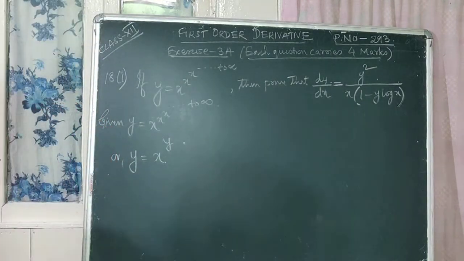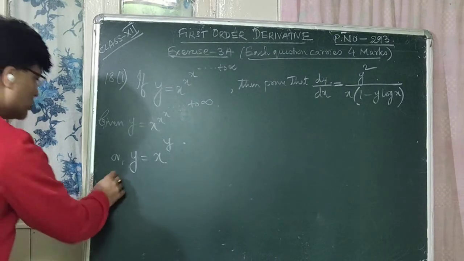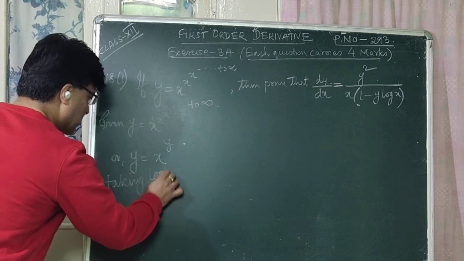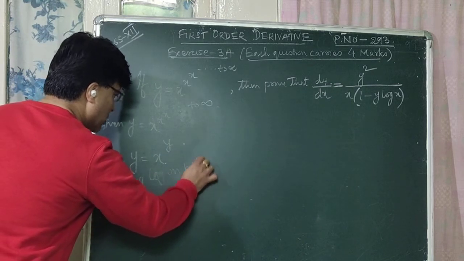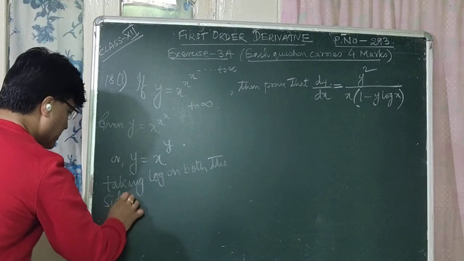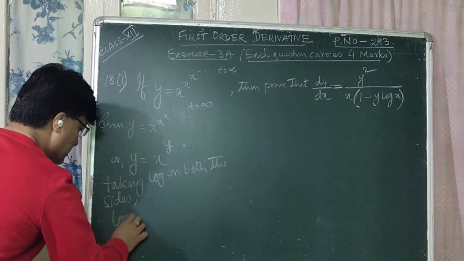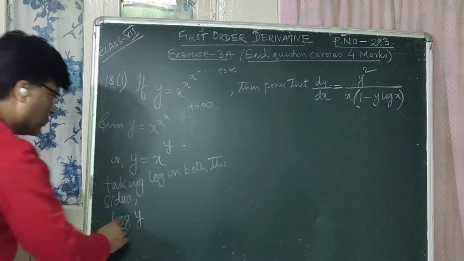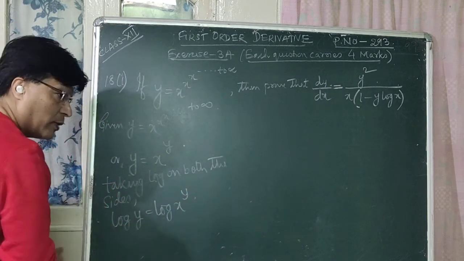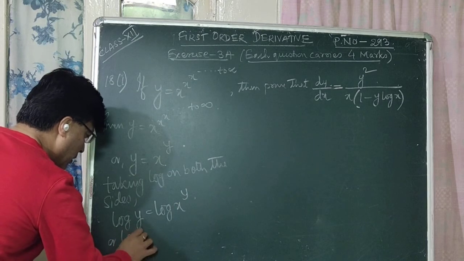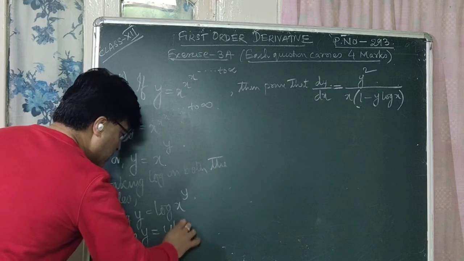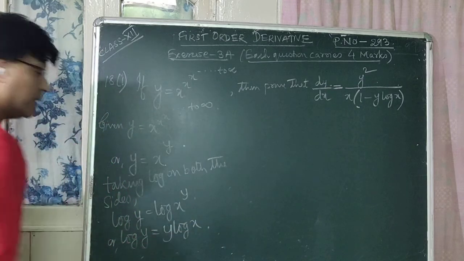You have to take log on both the sides. You know that method, isn't it? So taking log on both the sides, what do we get? Log y is equal to log x to the power y. You know the properties of logarithm, y comes in the front, so log y is equal to y log x, right?